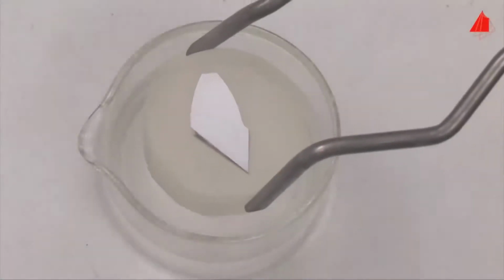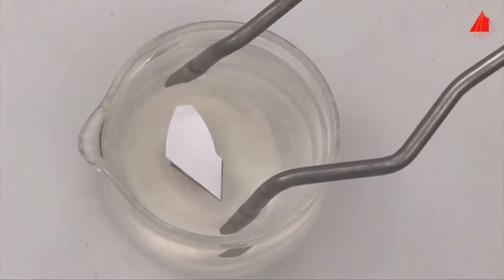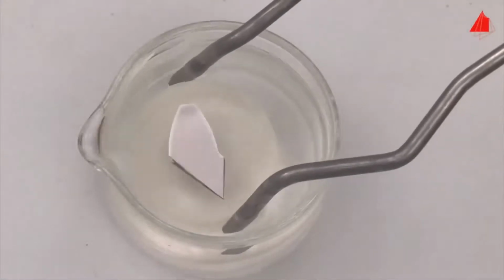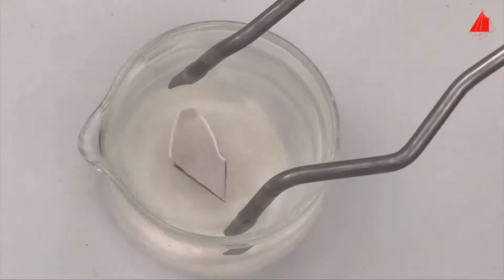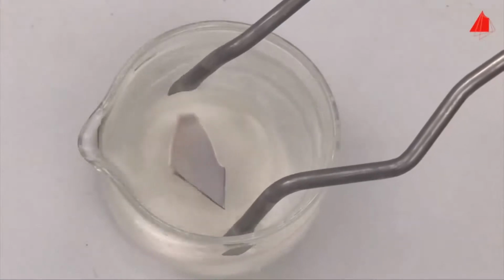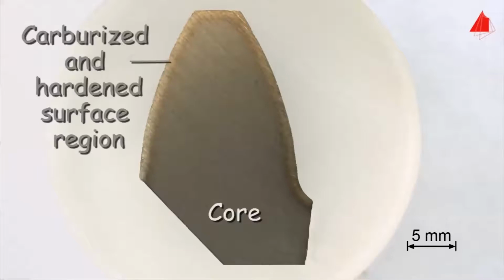This is a tooth from a case-hardened gear wheel. The surface region of the gear wheel has first been carburized at high temperature and then quenched. The etched sample shows the smooth transition from the carburized and hardened surface region to the softer interior.